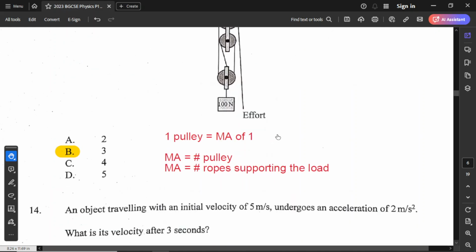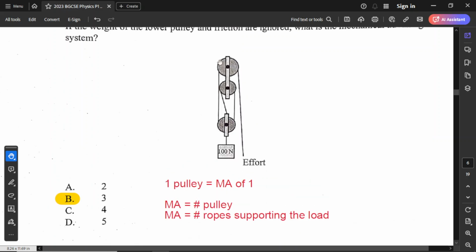So this will be 3. So the mechanical advantage is 3, simply because 1 pulley equals a mechanical advantage of 1. And just to make a note, mechanical advantage equals the number of pulleys that you may have, or mechanical advantage equals the number of ropes supporting the load. And if you notice, attaching to the pulley, we have 3 segments of rope right there. And so therefore, our mechanical advantage is 3.